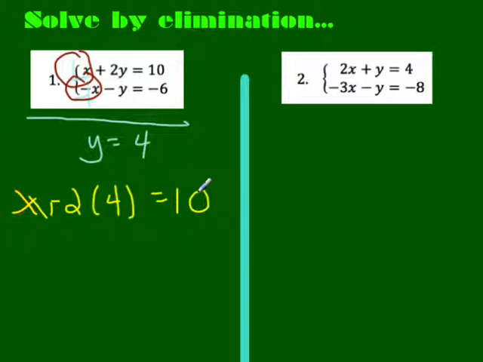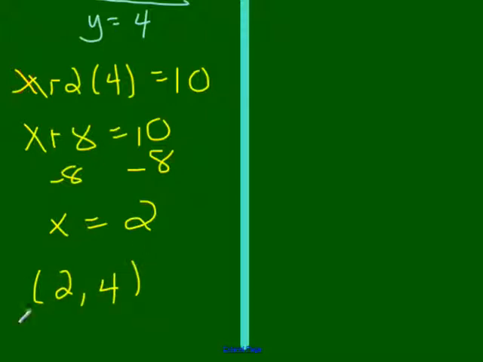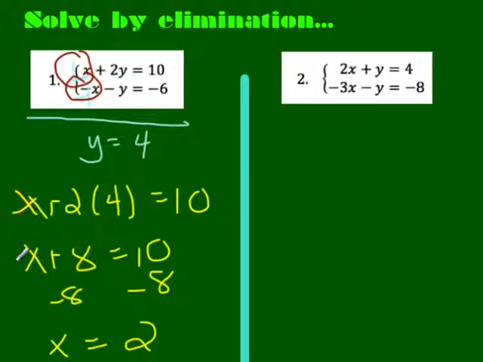So now I'm going to solve for x. My x is going to stay the same. 2 times 4 is 8. And now I'm just going to solve this equation for x. So I'm going to subtract 8 from both sides. And I get that x is equal to 2. So now I know that x is equal to 2 and y is equal to 4. I'm going to write that out as a coordinate point. First my x, then my y. So I have the coordinate point (2, 4).